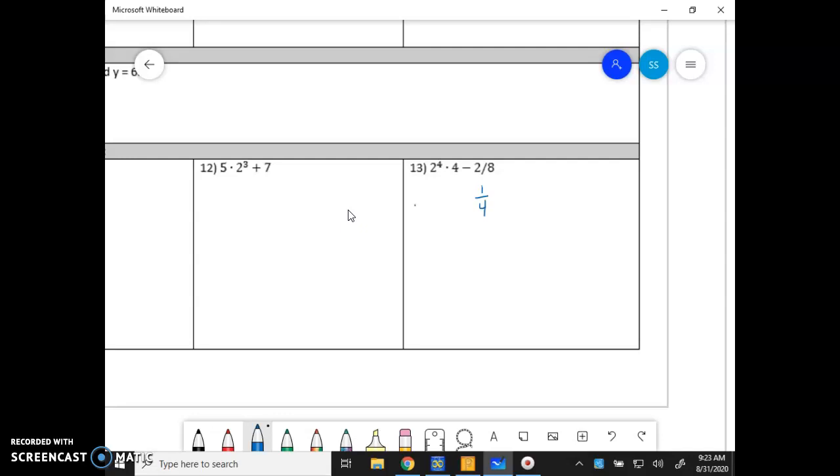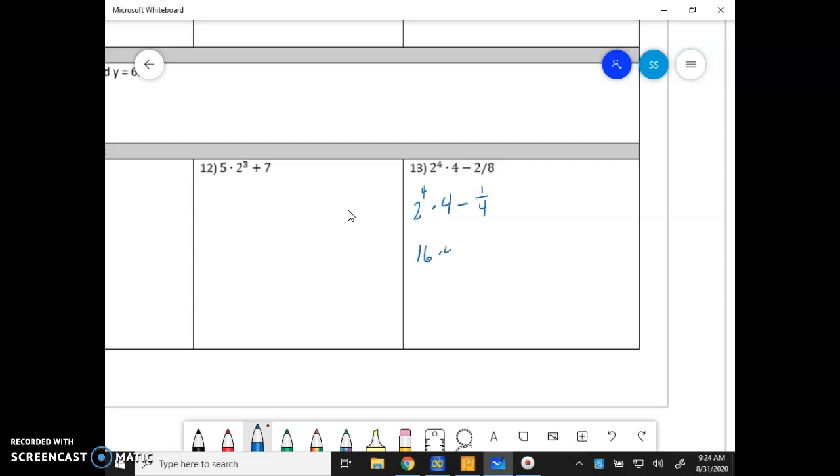And then I'm just going to drop everything down because I just did a little bit of solving, so I just want to update the problem. All right, so now I've got exponents, multiplication, and subtraction. I should do exponents first. 2 to the 4th power is 2 times 2 times 2 times 2, which is 16.